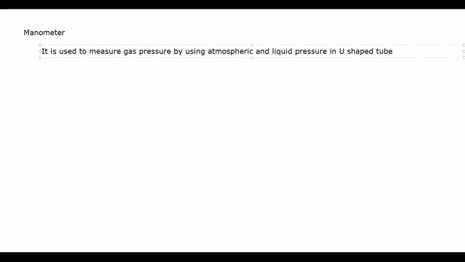So for example, we have a container. This container is filled with a gas. And a manometer. This is a U-shaped manometer.